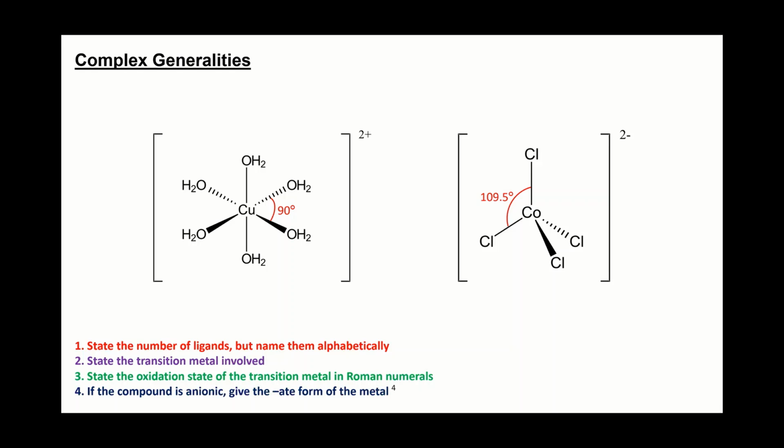Finally, number 4, if the compound is anionic, give the -ate form of the metal. So, for example, if it's anionic and it involves copper, it will be cuprate. In light of our tetrachlorocobaltate here, for cobalt it will be cobaltate. Iron, it will be ferrate. We can use silver, argentate, chromium, chromate. There are loads of examples of these.